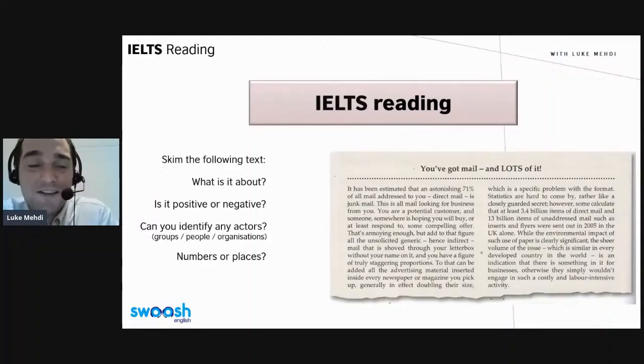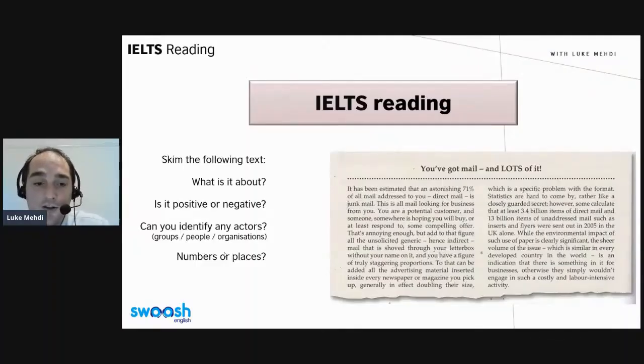When I say actors here, I don't mean actors like in the cinema or a film or in the theatre. I mean people who do an action. This might be groups, it might be individual people, or it might be organizations. Another thing we need to do for really effective skim reading, reading quickly, we're looking for numbers and data and places.